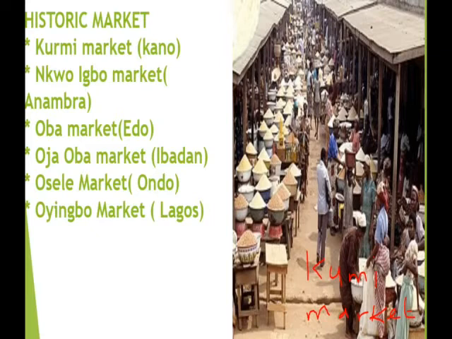There are several historical and important markets in Nigeria. These include the Kurmi market, as you can see in the picture. We also have the Nkwo Igbo market in Anambra State, the Oba market in Benin, in Edo State, Oja Oba market in Ibadan, Osele market in Ondo State, and Oyingbo market in Lagos State. These are examples of some markets in Nigeria.